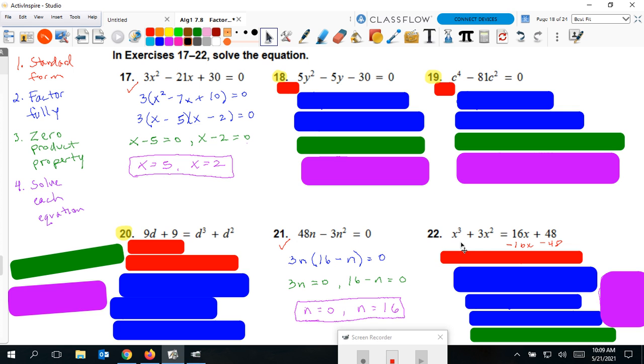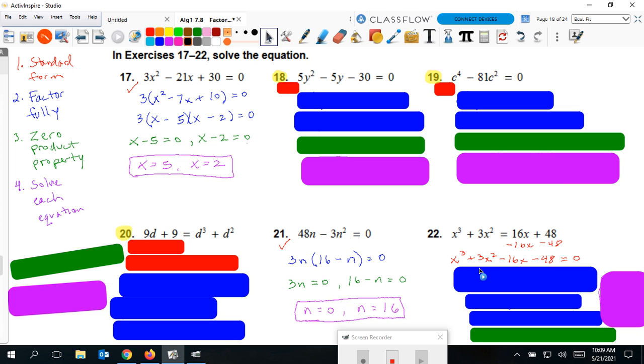And so that's now going to give me the x to the third plus the 3x squared, then minus 16x minus 48, and it's going to be equal to 0. So now that's our standard form that I want to see. So now that I'm in standard form, I can then go on to fully factoring this, and I'm looking for a GCF. There is no GCF between the four terms, but it has four terms, so we're going to factor by grouping.